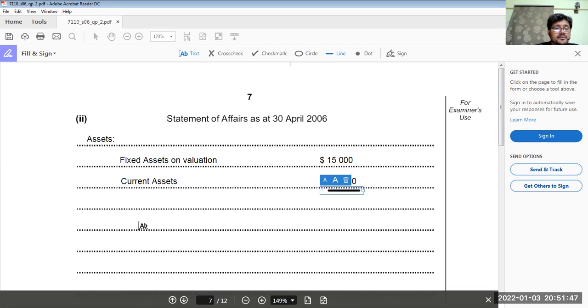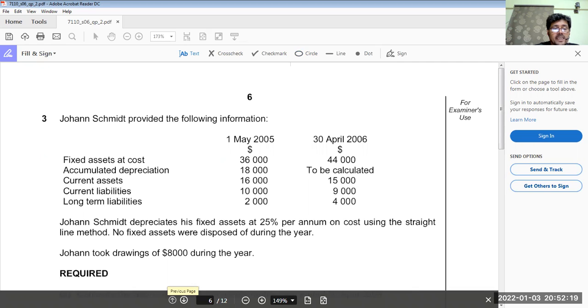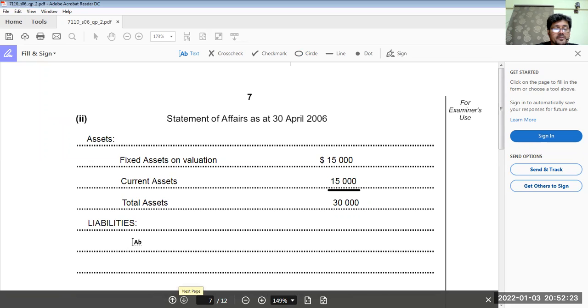Total assets 30,000. Okay. Now we'll give the heading liabilities. So current liability is 9,000, long-term liability is 4,000. Current liabilities is how much? We'll write it in bracket 9,000 and long-term liability is 4,000.